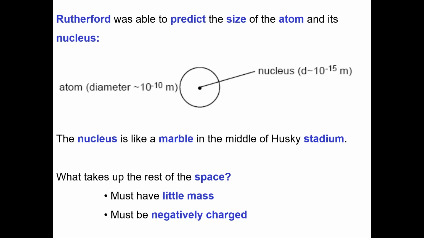So what takes up all of the space that isn't the nucleus? Well, it has to have very little mass because most of the mass is in the nucleus, and it has to be negatively charged to counter the positive charge of the nucleus. So, it seems that a likely candidate are the electrons of the atom, right?